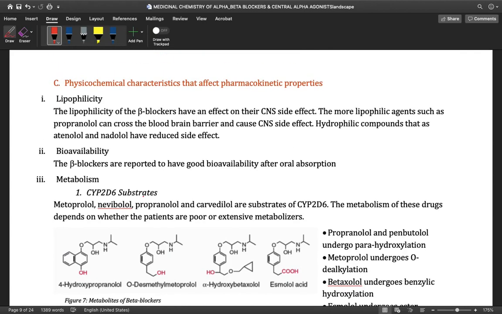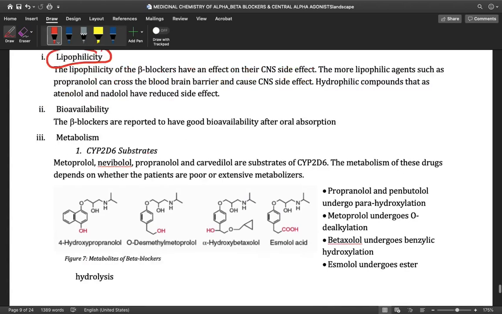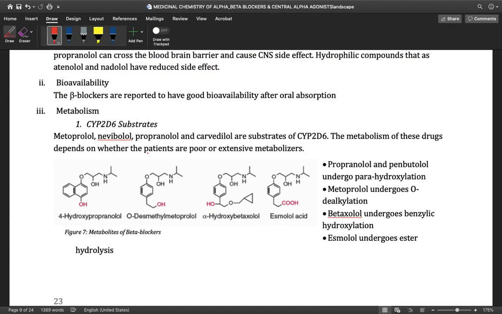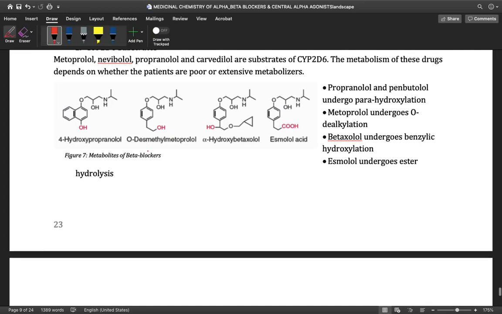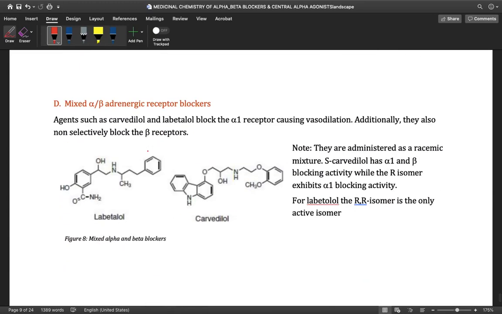Okay, we just mentioned lipophilicity. Those drugs are reported to have good bioavailability, and I have some facts here about the metabolism of the drugs that is here for your information, but we won't really go into a lot of details with those.